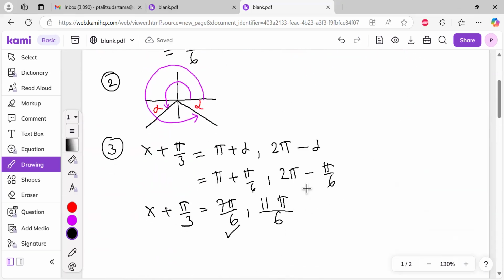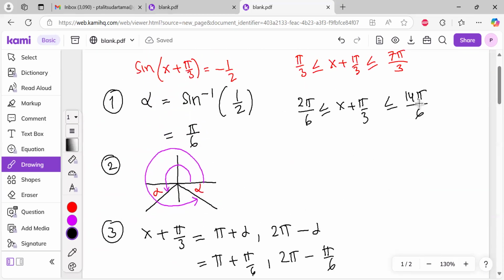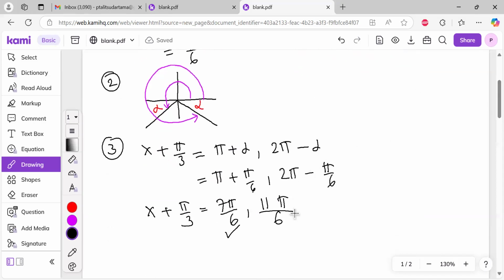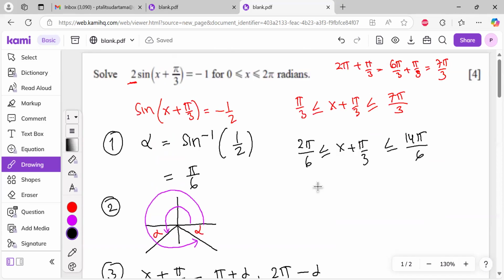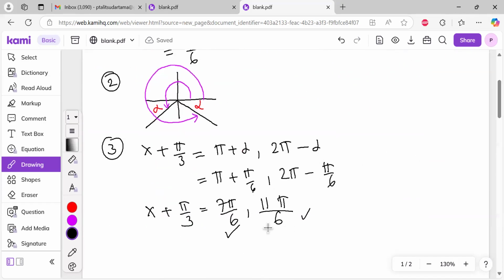Second one, we have 11 pi over 6. And as you can see, the maximum is 14 pi over 6. Our answer 11 pi over 6 is also accepted. In some cases, you can add or subtract each of these solutions by 2 pi radian, as long as it is within the interval given. But in this case, because we only have this interval, we only have two answers. I hope it's clear, yeah?